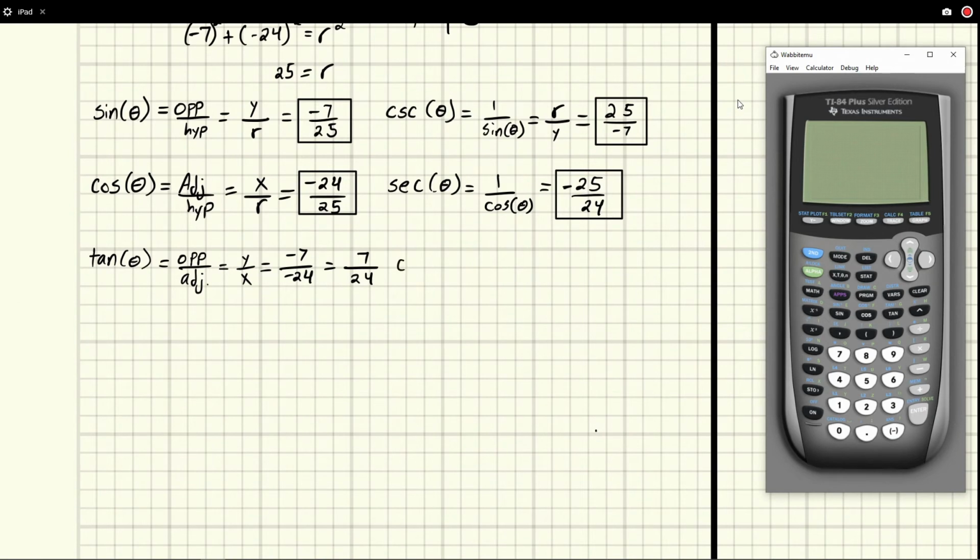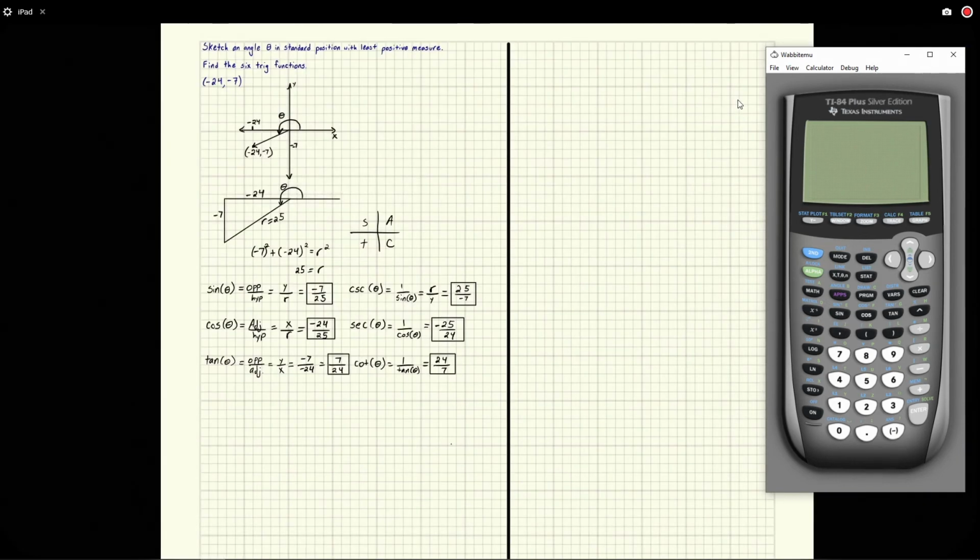And so cotangent theta, that's just the reciprocal of tangent theta, which is going to be 24 over 7. Again, you can simplify if you want to. But there you have it. So it's not too bad.